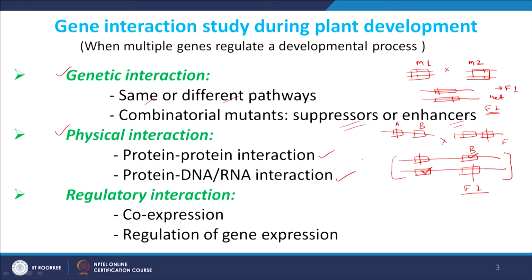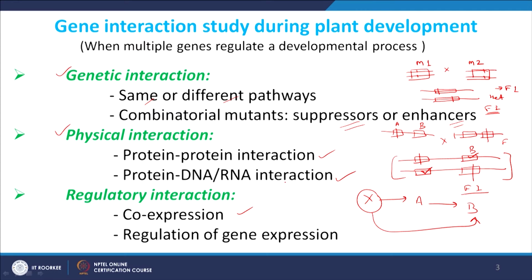In the indirect case, your transcription factor X is regulating gene A, and then gene A is regulating gene B. So with respect to X, B is also regulated by X, but X is not directly regulating B, it is indirectly regulating B. And based on this kind of genetic, regulatory and physical interaction, you can understand the regulatory network formation. You can also take help of co-expression analysis.